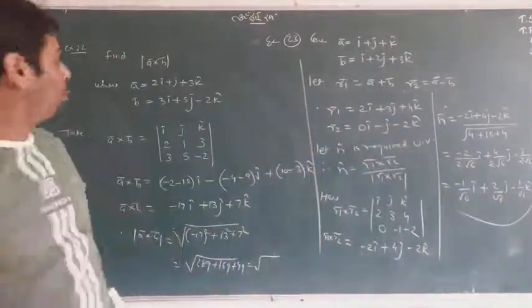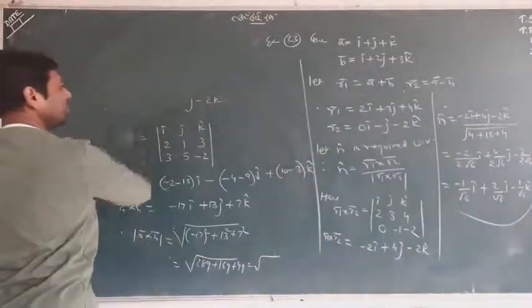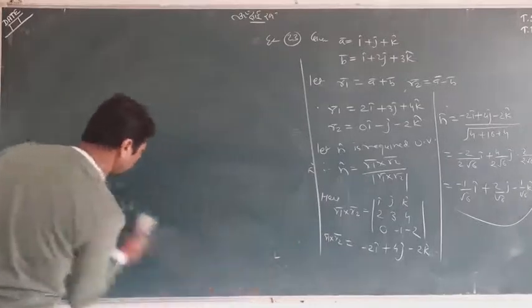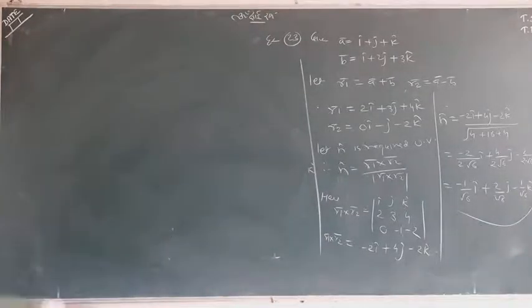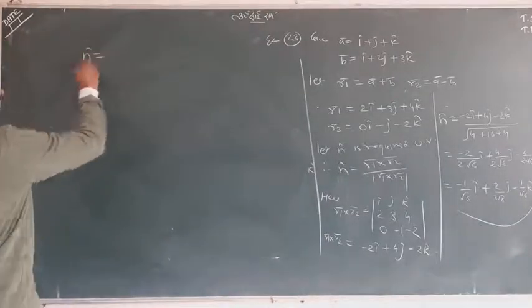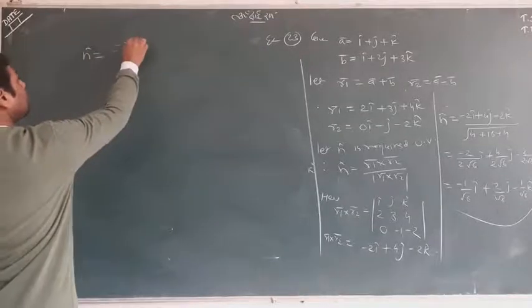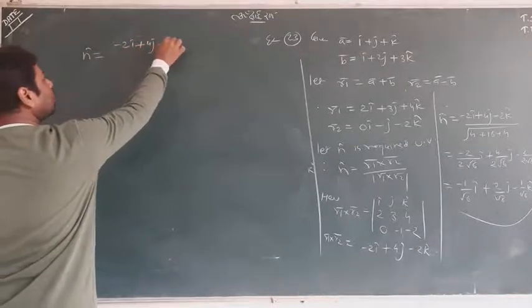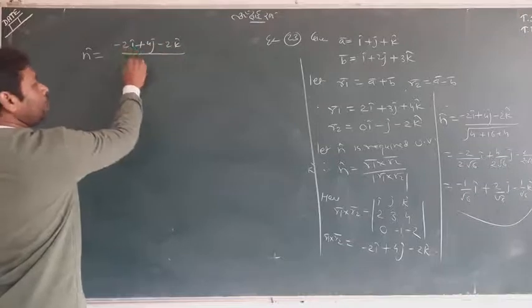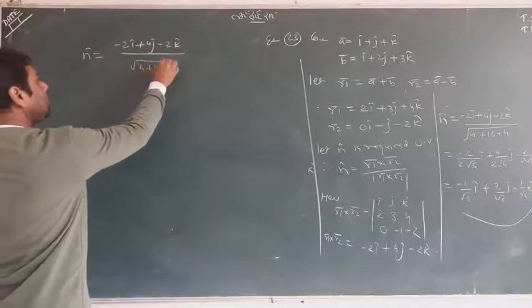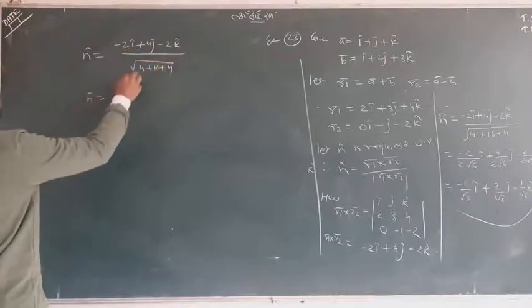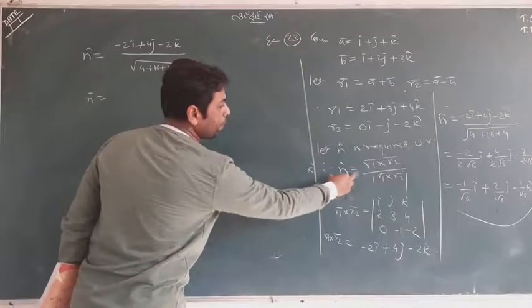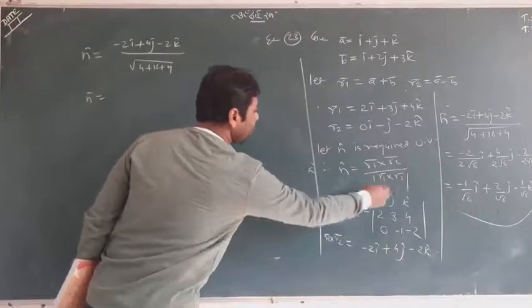If this is hiding, let me write it here. Let me write it again here, don't worry. We got n cap equal to minus 2i plus 4j minus 2k upon 4 plus 16 plus 4. You know from where I use this formula, R1 cross R2, this value, and it is mod.